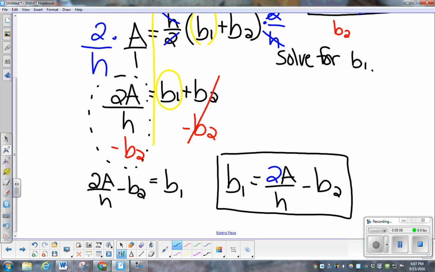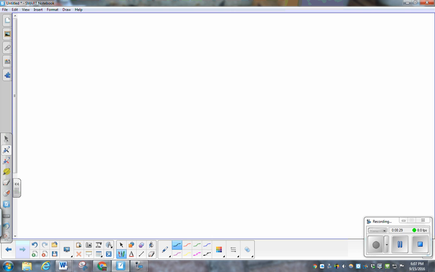So now, if you needed to know one of the bases of your trapezoid and you knew the area, the height, and the other base, you could just plug them in that equation and solve for the other base that you're trying to find. It'd be a lot easier than having to get that by itself every single time. All right, I have one more example for us.